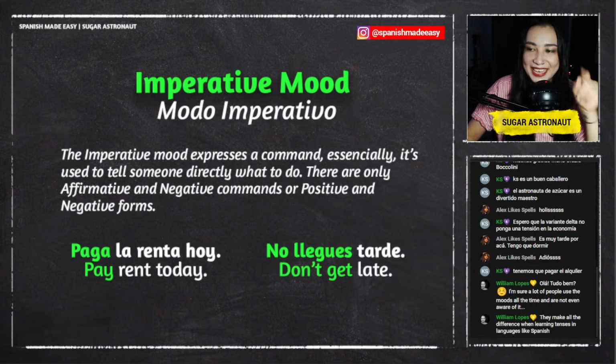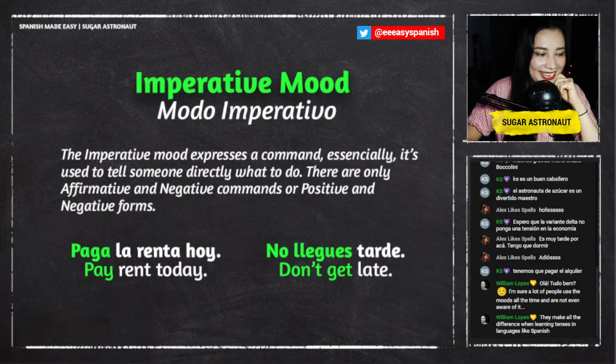So now you know how to use all the moods in Spanish. Do you have any questions, guys? Buenas noches, Alex, adiós. And also, yes, tenemos que pagar el alquiler. Yeah, could be. That's a great example. William Lopez, Will is in the house. Hola, tudo bem?